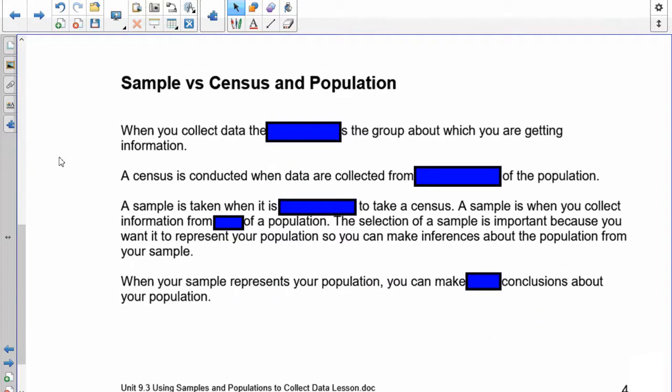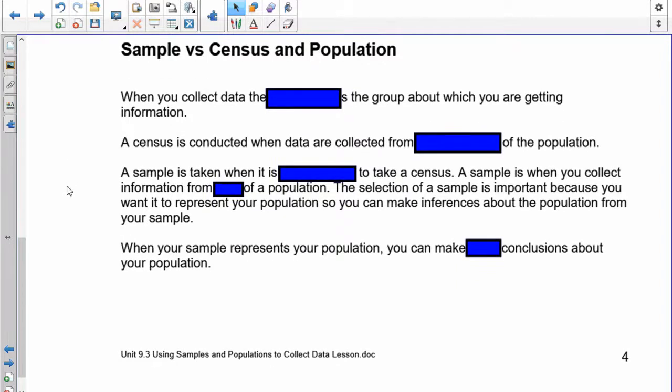Let's take a look at sample, census, and population. Now, when you collect data, the population is the group you're getting stuff from. So if you're talking about the number of gophers in a field, the population is all the gophers. If you're talking about the number of chocolate bars produced in a factory, it is all the chocolate bars. If you're talking about the people who are going to vote in your country, that is the total population of the country. Right? That is the large group that you're getting information about.